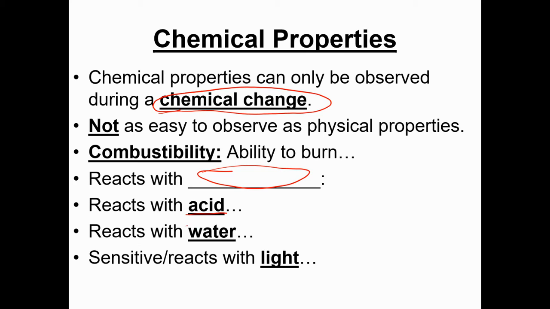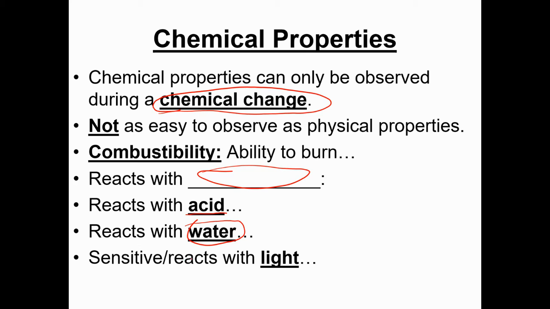Or some things might react with water. So I might take a piece of, let's say, sodium metal, put it in water, it starts to react. So that's the chemical property of the sodium. The sodium reacts with water. When it's reacting with the water, the sodium and the water, they're forming new substances, which is why it's a chemical property as opposed to a physical property.